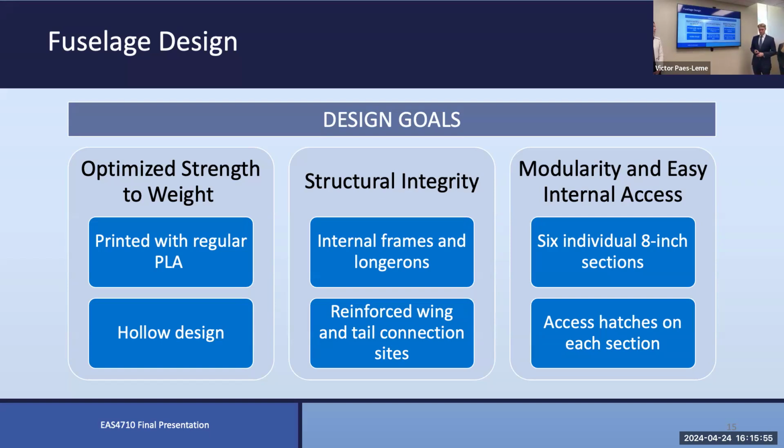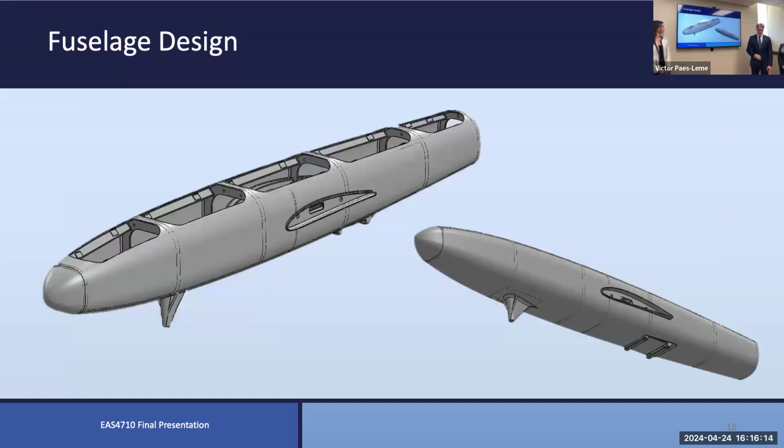The fuselage was split into 6 individual 8-inch sections, and the main reason for this was that the maximum print height of our 3D printers supported about 8 inches. Access hatches were placed on each of the sections for, like I said, easy assembly and working with the components once it's assembled. And then here's a detailed CAD of our fuselage where you can see the access hatches and the different sections.